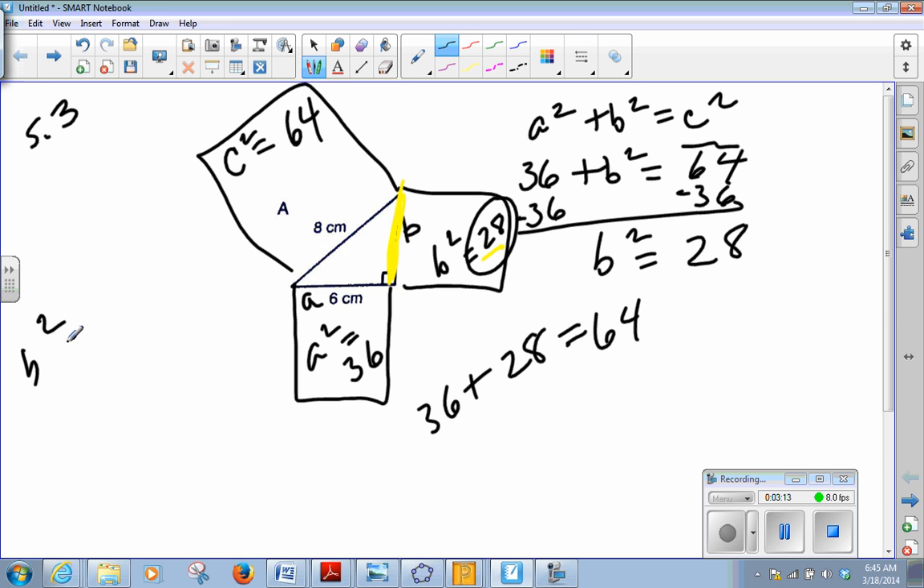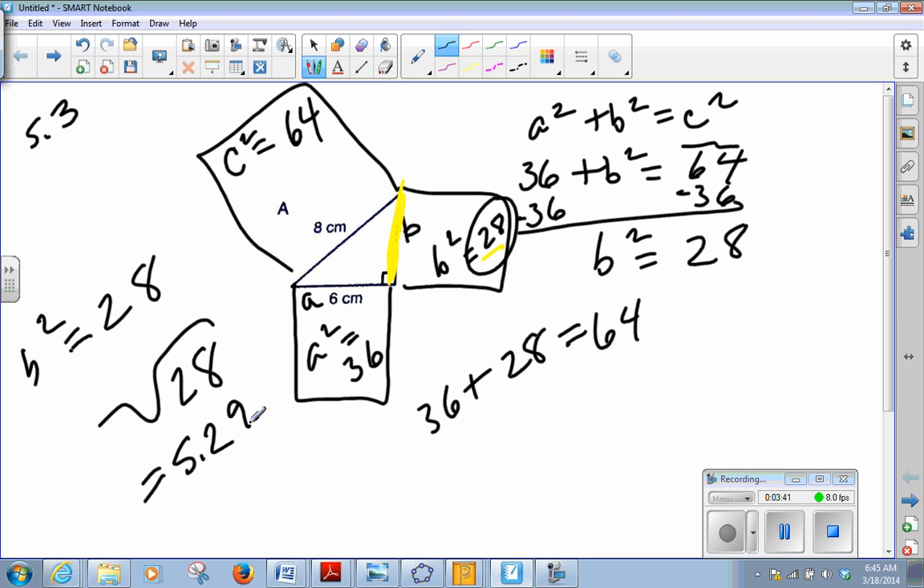So if b squared is 28, I need to unsquare it. We've talked before about how to unsquare something. Use the square root button on your calculator. So I'm going to put in the square root of 28. Square root of 28 gave me 5.2915, a whole bunch of stuff. Well, 5.291, the problem says to round to the nearest tenth. So that means I'm going to round it to 5.3. So that is where my answer came from.